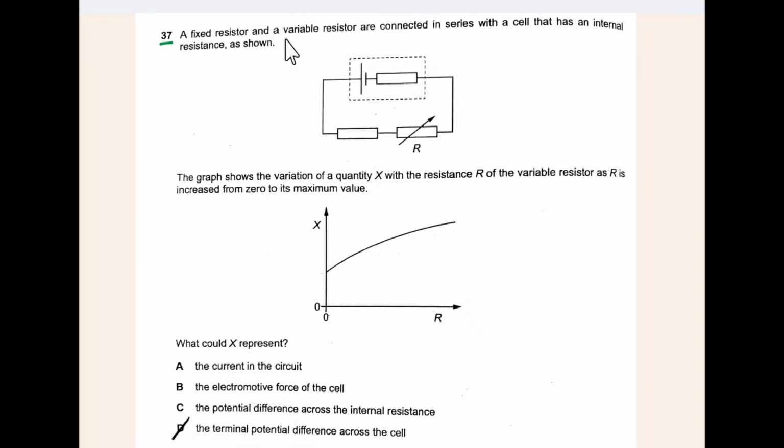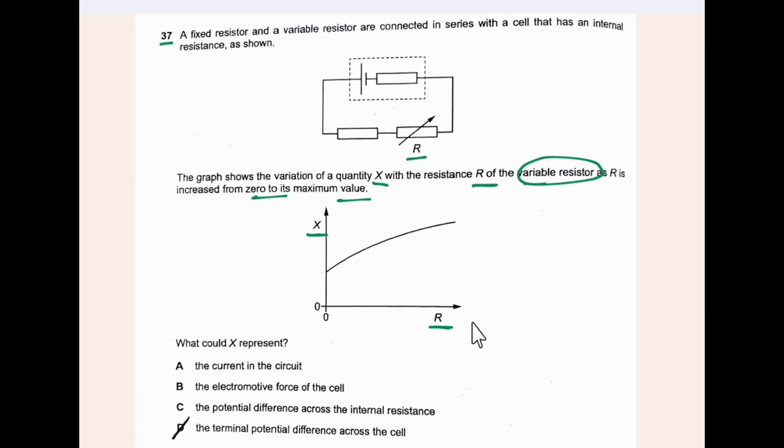Number 37. A fixed resistor and a variable resistor are connected in series with a cell that has an internal resistance as shown. The graph shows the variation with quantity x of the resistance R of the variable resistor, as the resistance R increases from 0 to maximum value. What could x represent? So what is x?